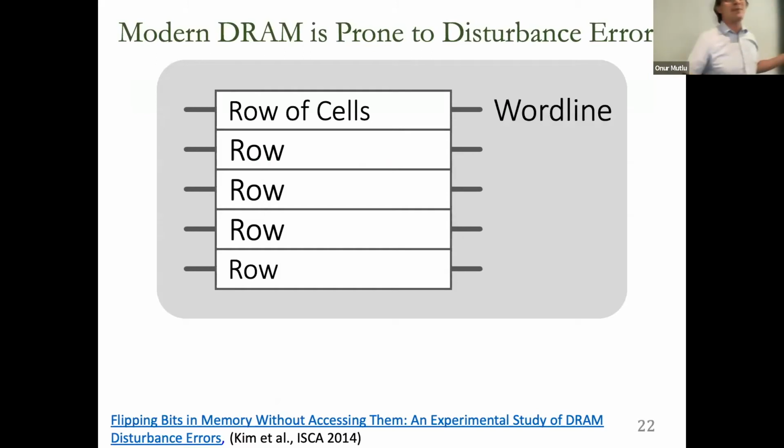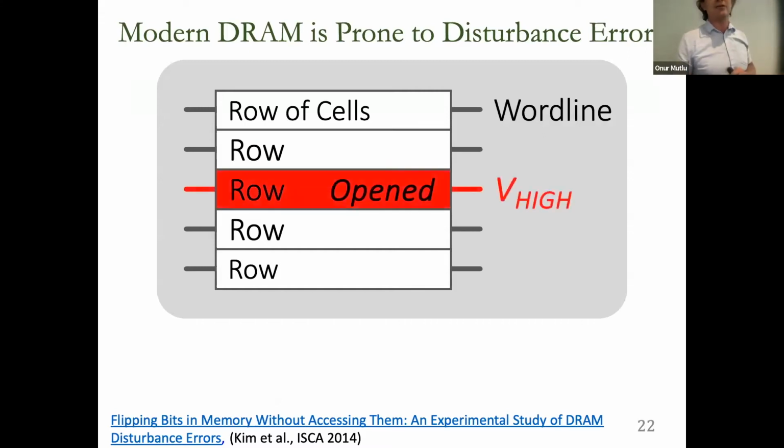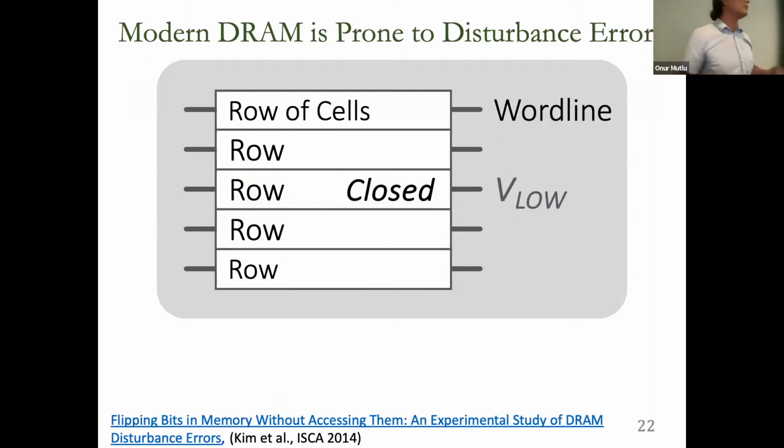So what is RowHammer? Essentially, RowHammer is a read disturbance mechanism. This is an array in DRAM. You have rows of cells. Each cell stores 1 bit of value. If you want to read a value in one row, you need to open or activate that row, meaning apply high voltage to that word line. Now, if you want to read some other row, you need to close this row. It's called pre-charge in DRAM, apply low voltage to that word line.